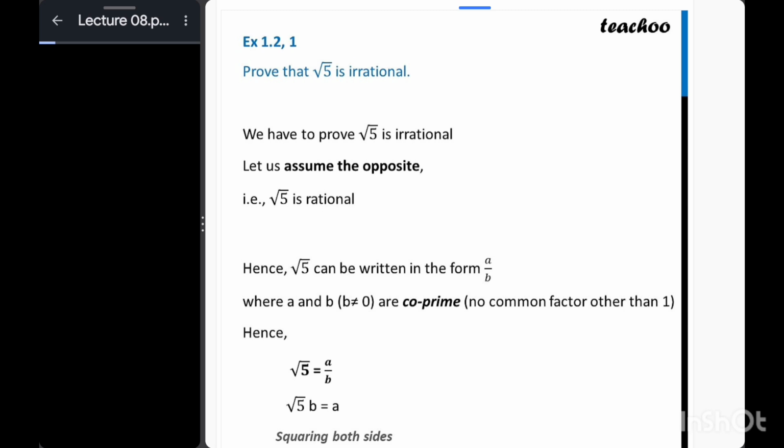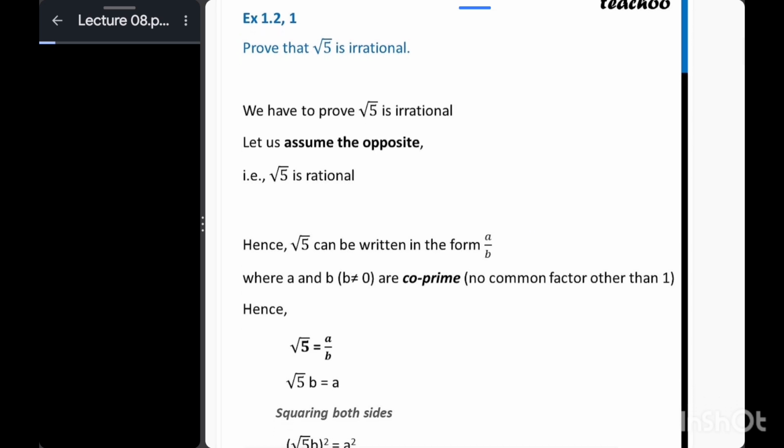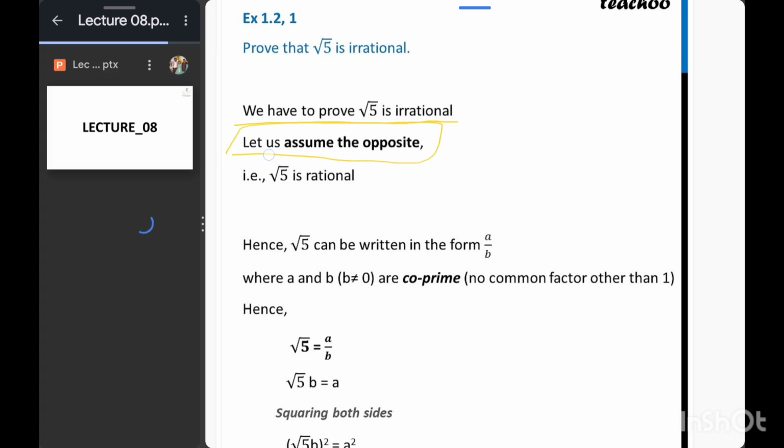Prove that root 5 is irrational. We have to assume the opposite. We assume that root 5 is rational. Assume means an assumption we make ourselves.